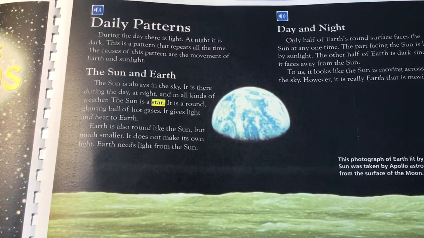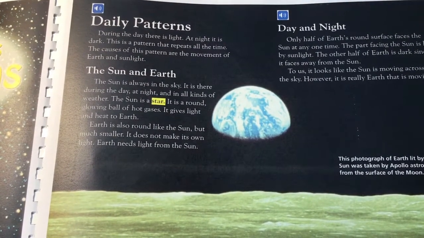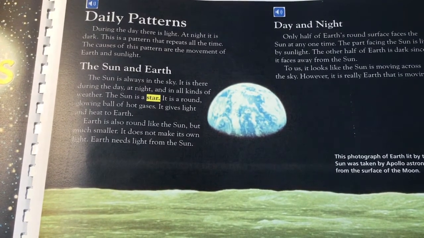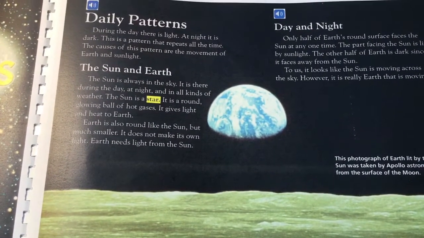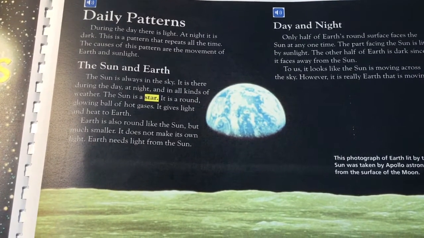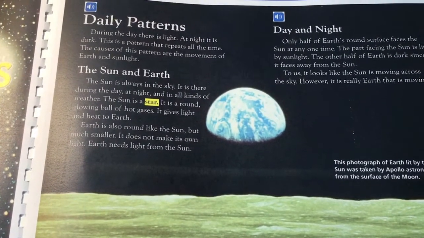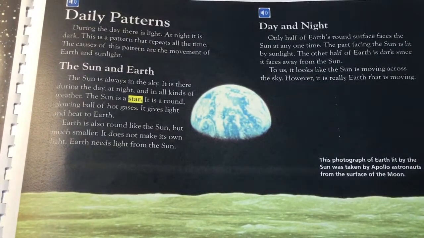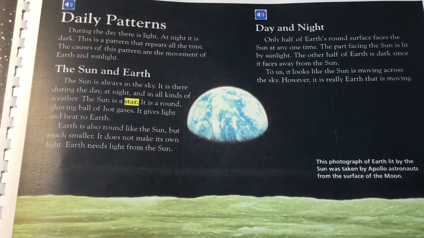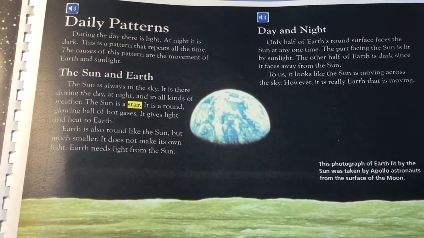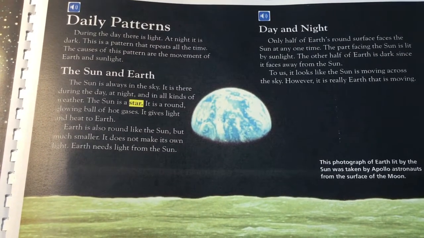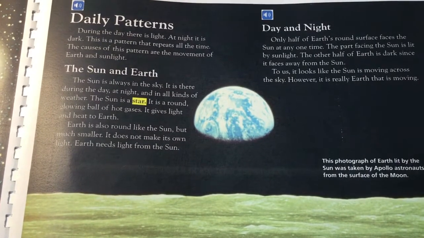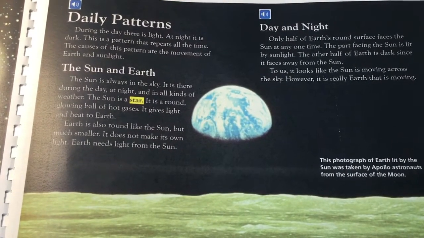The sun is always in the sky. It is there during the day, at night, and in all kinds of weather. The sun is a star. It is a round, glowing ball of hot gases. It gives light and heat to Earth.